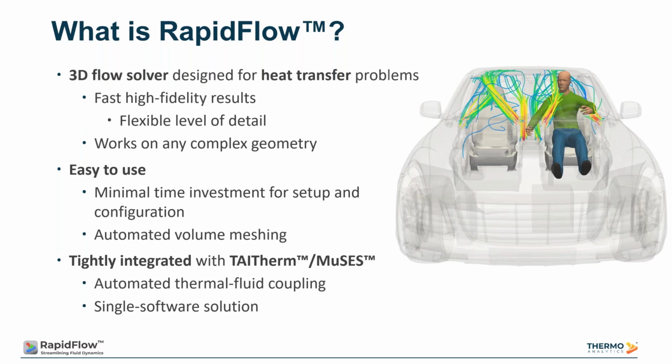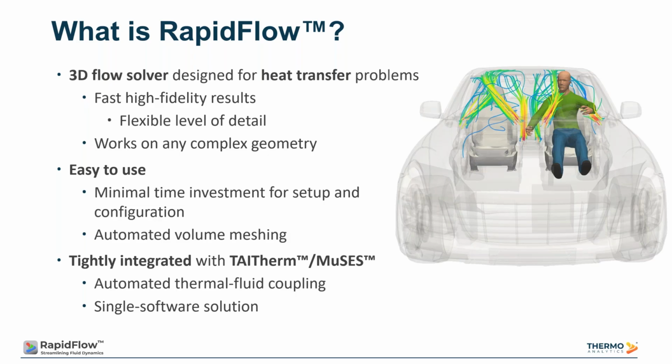So starting off with what is RapidFlow? It's one of the newest product extensions for ThermoAnalytics' TAITherm or MuSES thermal solvers. It's a 3D flow solver that's designed specifically to help you with heat transfer problems where there's an airflow aspect to those problems. It's intended to give you fast but high fidelity results when you want them with a flexible level of detail in the flow simulation, and to work with any sort of complex 3D surface geometry you'd already be making use of in a TAITherm cabin model.